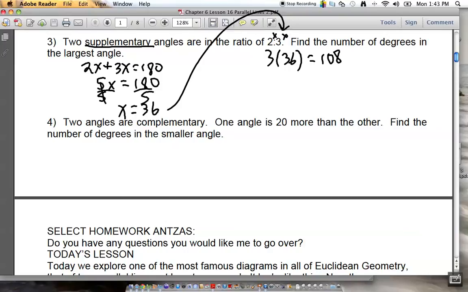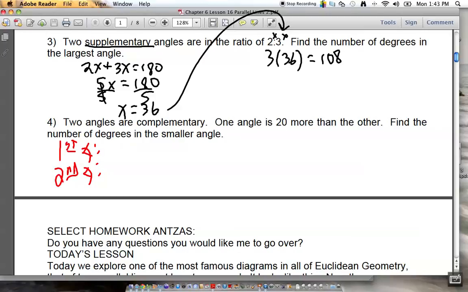Two angles are complementary. One angle's 20 more than the other. How many angles are in this problem? Read. 2. 2 angles. So, first angle, second angle. Does anybody know what the first angle is? 20. No, it doesn't say that. It doesn't say the first angle is 20. It says one angle's 20 more than the other. Does anybody know what the other angle is?